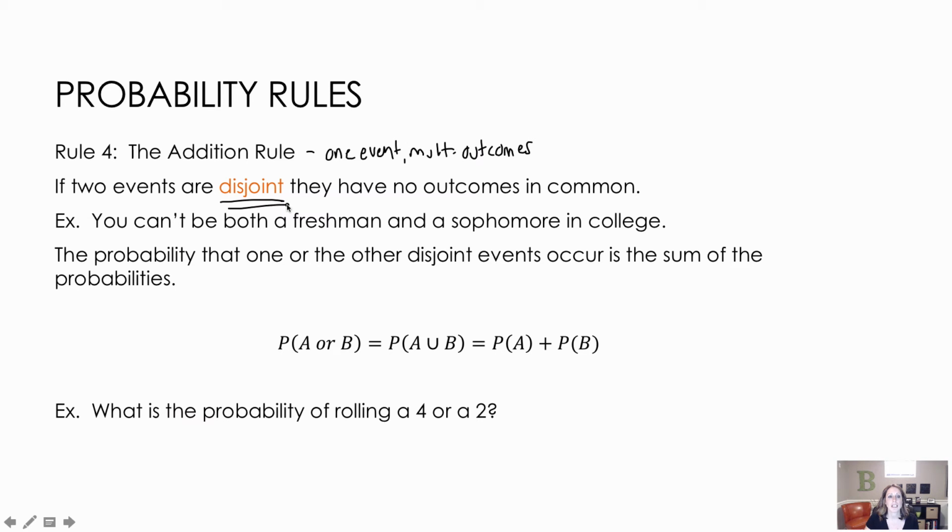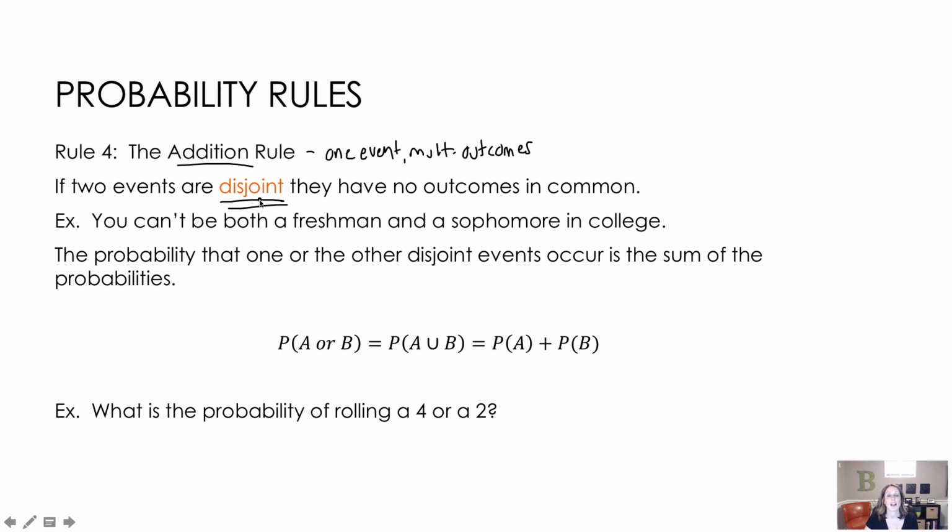Again, in order to use the addition rule, not the general one, the events have to be disjoint. And here's what that means. Disjoint means that one outcome couldn't fall into more than one category. For instance, if you're a freshman in college, then you can't be a sophomore in college. Or if you're a sophomore in college, then you can't be a freshman. You're one or the other.